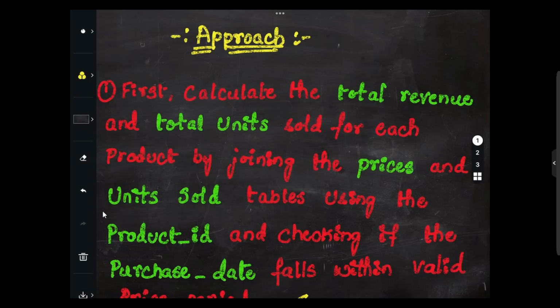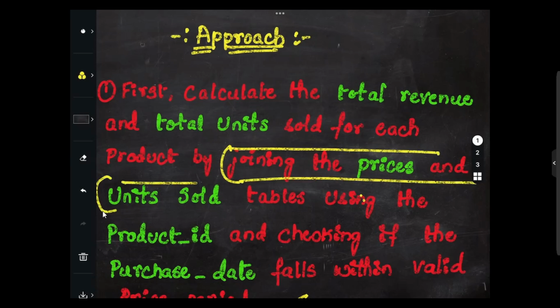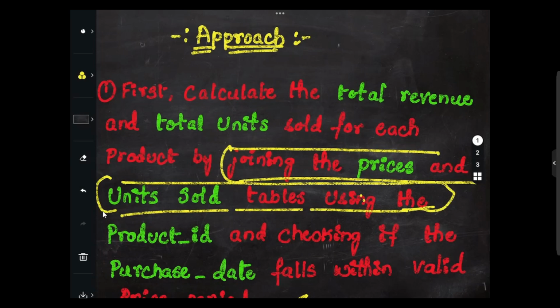The first step is to calculate the total revenue and total units sold for each product. How can we do that? We have to join the prices and units sold tables using the product ID. This is very important, and we will check if the purchase date falls within the price period or not. Just keep this in mind.